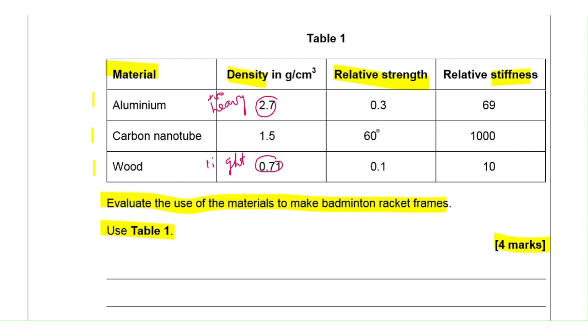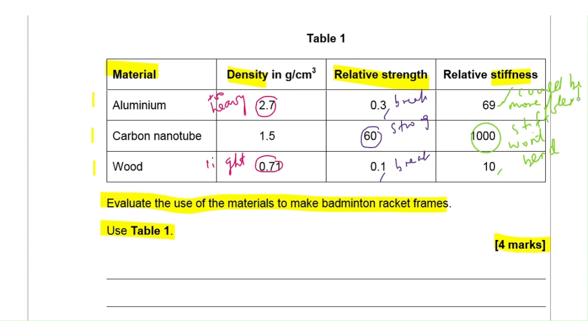Relative strength, we can see here the carbon nanotube is much stronger and therefore would be the preferred one, and the aluminium and wood are much weaker. So the wood and the aluminium could break if they are used too strongly. Finally, relative stiffness, the carbon nanotube has got a factor of 1,000, which could make sure that it was strong and wouldn't bend out of shape. However, aluminium and wood could be flexible if that's a requirement of a badminton racket.